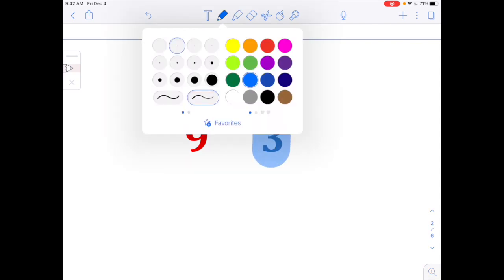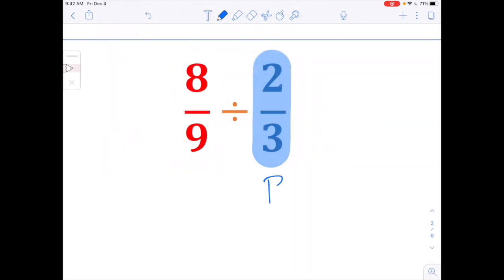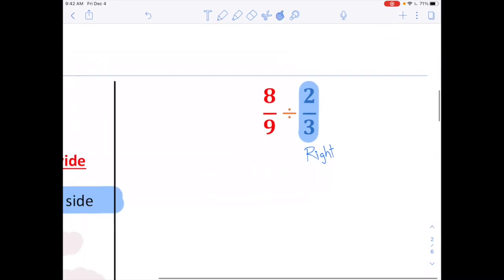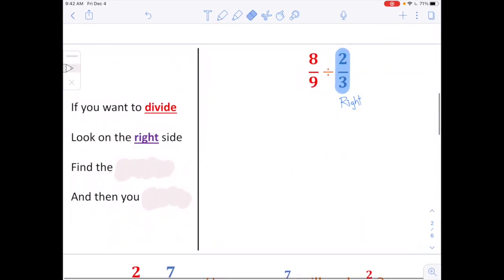So that means the other one is the left, all right? So I'm just looking at this fraction. The next part of the sentence only has to do with this fraction because it's the one that is on the right side. All right. So then I'm going to keep on going.